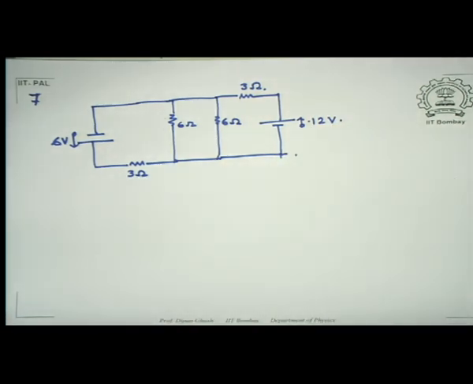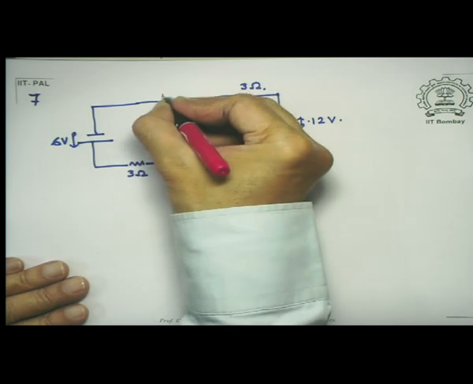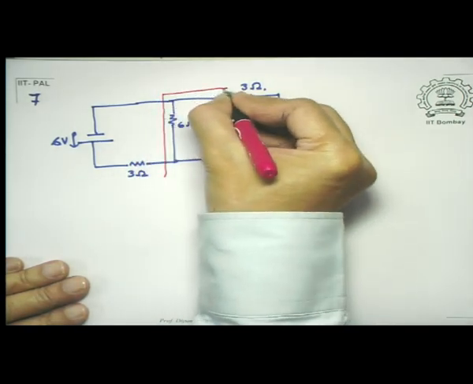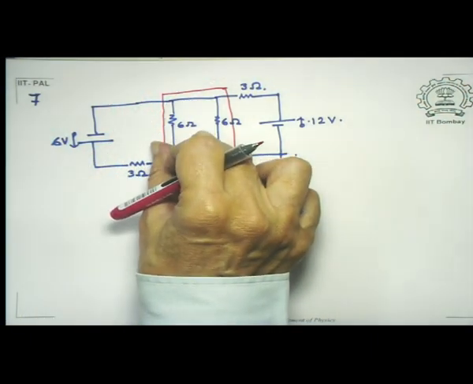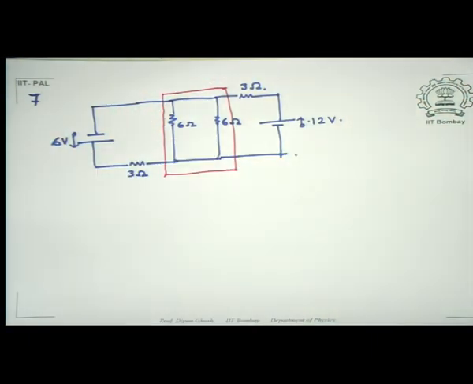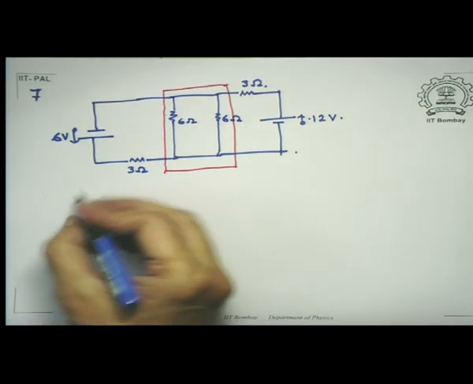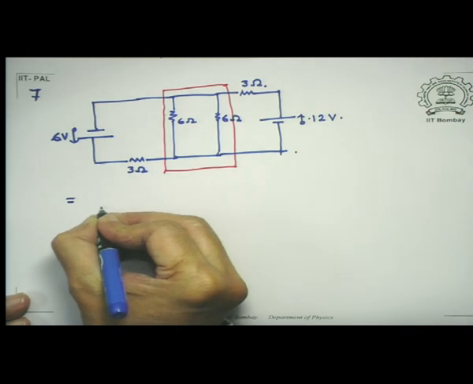So once again, what do I do? I can assume directions, but look at the following first: this section of the circuit is a parallel combination of two 6 ohm resistances. So therefore, the effect of these two is equivalent to a 3 ohm resistance. So therefore, this circuit that I have written down, I could have first simplified it.